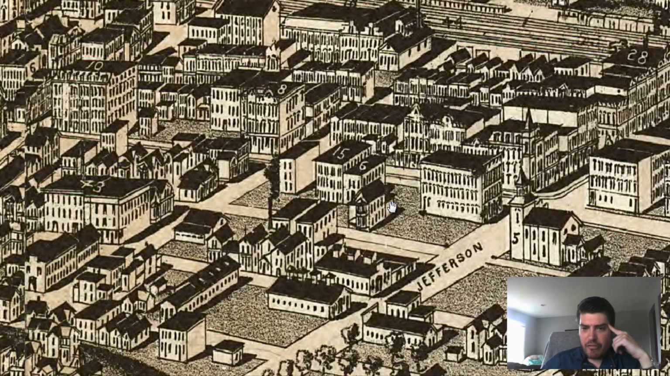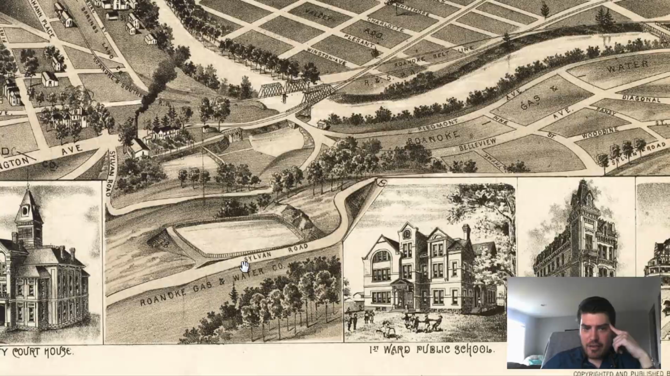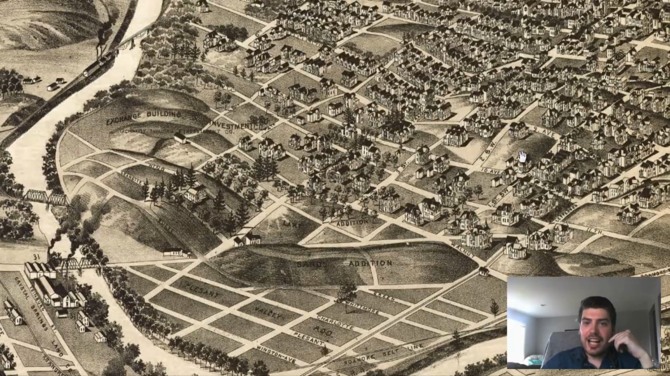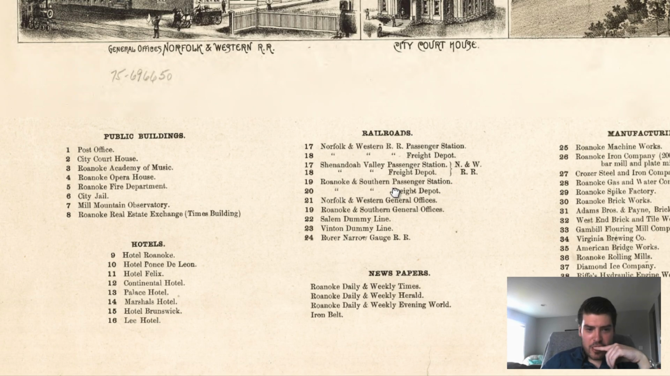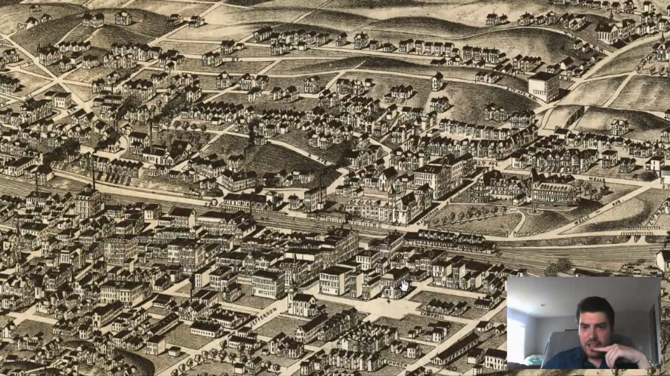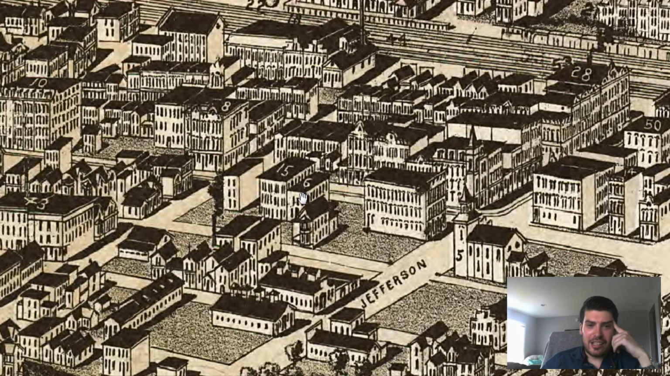So you have the firehouse by Jefferson, right across from it. That's the city jail. 6 and 15 is right next to that. See, there's 6, city jail. What's 15? It was right next to the jail. You're kidding me. A hotel. Is that right? 16 or 15? Hotel Brunswick is 15. Lee Hotel is 16. You're kidding me. Wow. Brunswick Hotel right next to the jail.